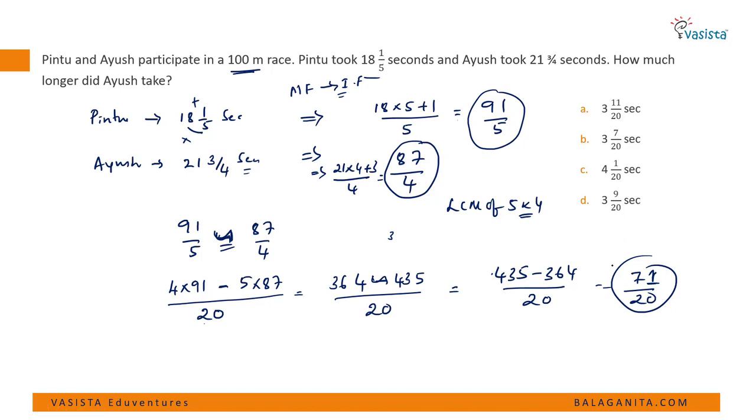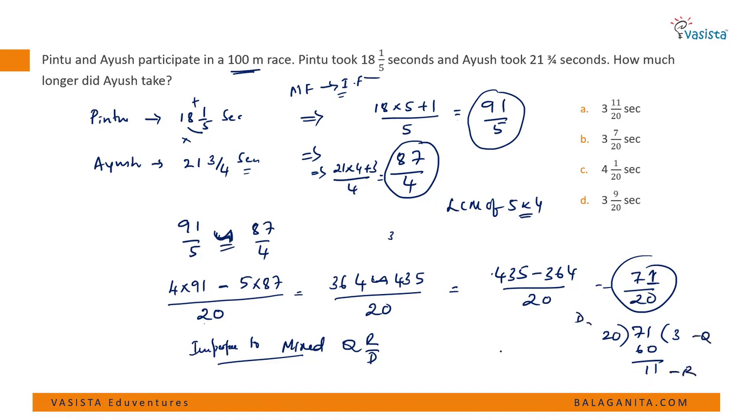So this I will convert. How are you going to convert? This is an improper fraction, so convert it into a mixed fraction. Improper to mixed, that is QRD. Divide 71 by 20. 3 20s are 60, 11 is the difference. That is going to be the remainder. This is the remainder, this is the quotient, and this is the divisor.